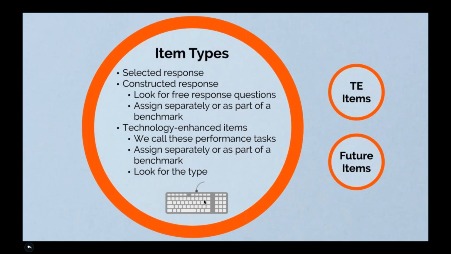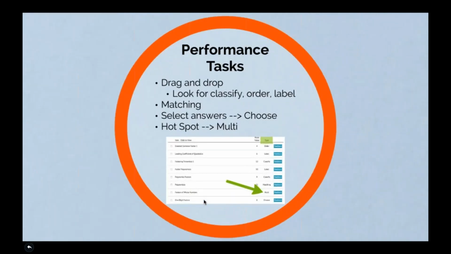And then for the technology enhanced items, you may know if you've already used the site before that we call those performance tasks. Again, those can be assigned separately or as part of a benchmark. And the key is to look for what type it is, because there may be certain types that Missouri uses more than others. The types we have that you all might care about: we have the drag and drop, which would be our classifying. We have ordering, label. There's also timeline, which I didn't add in there.